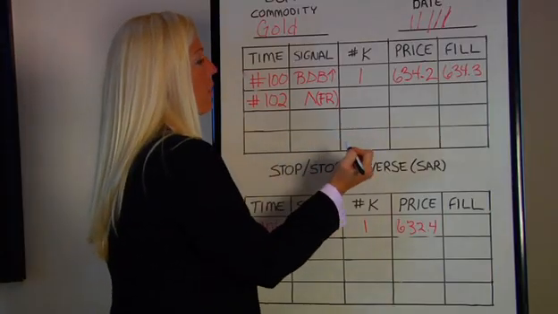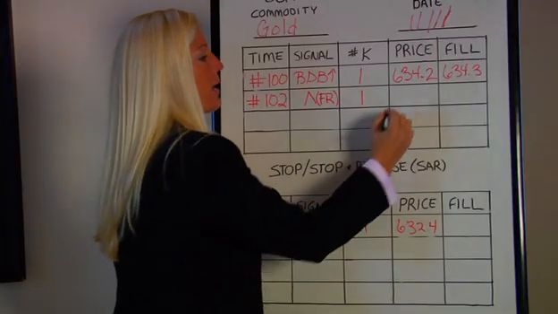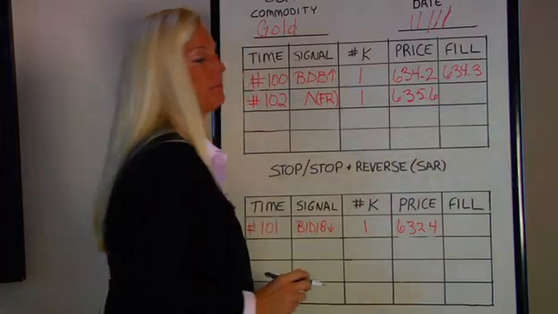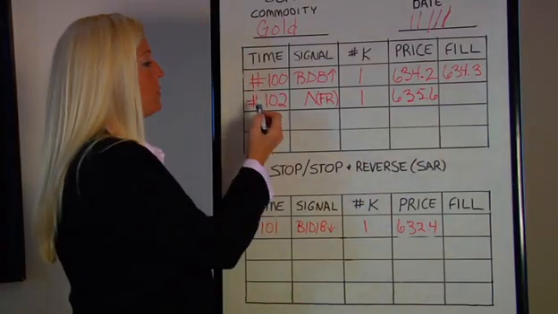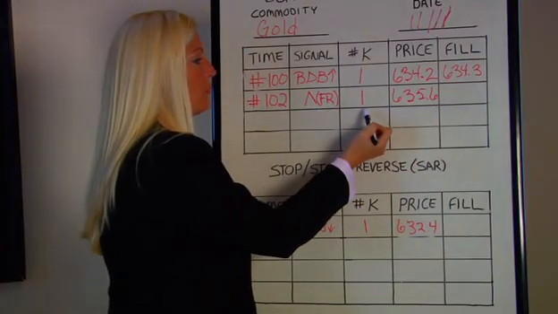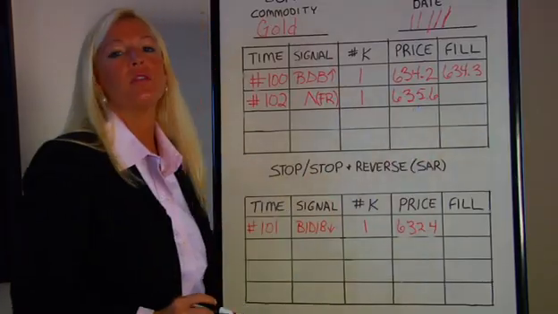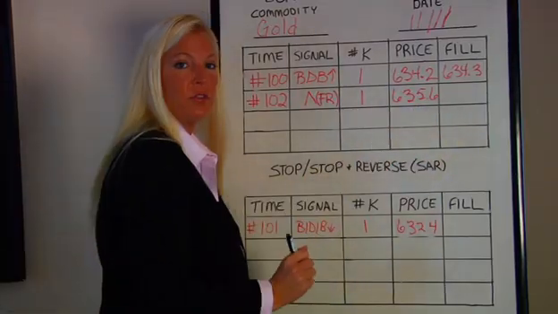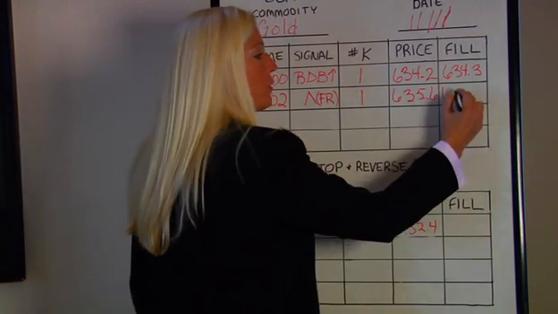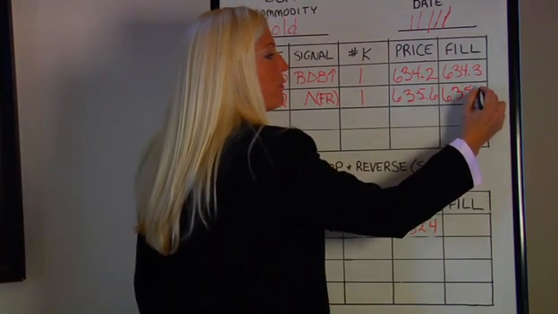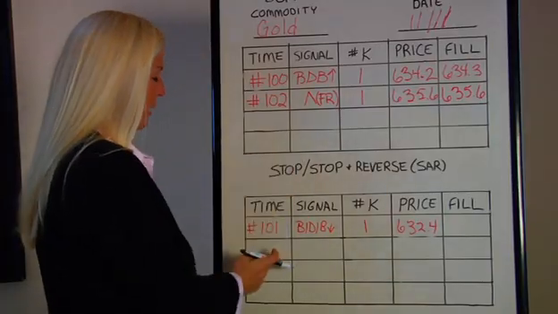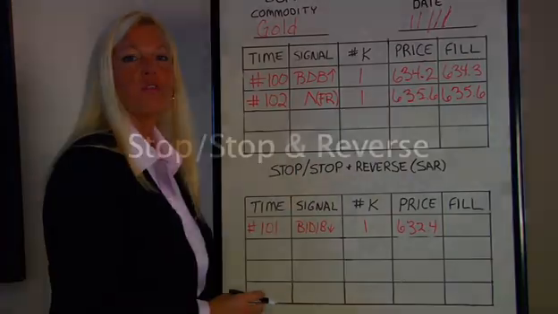So we now have a fractal buy, another contract, and this fractal buy is going to be at 635.60. So we've placed that order, ticket number 102. It's a fractal, buying one contract at 635.60. Now, say that order gets filled. We're now in the market with two contracts, and we get filled at our price with no slippage at that one. Okay, so now we're going to go down to our stop and reverse column.